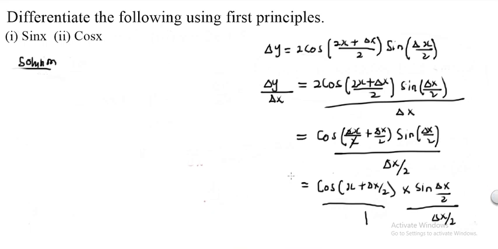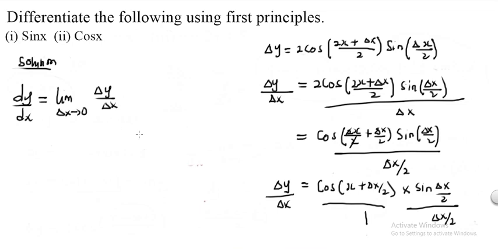So at this point, remember that this is delta y over delta x. But since we are looking to differentiate, what we are actually looking for is dy dx. And dy over dx is equal to the limit as delta x approaches 0 of delta y over delta x.